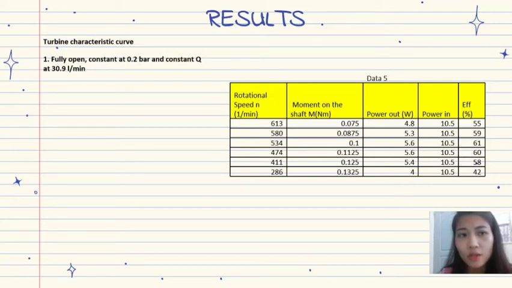First, we have the turbine characteristic curve, with the valve fully open, constant pressure at 0.2 bar and constant Q at 30.9 L per minute. Here is the data that has been provided: first of all the rotational speed, then the moment on the shaft, power out, power in, and lastly the efficiency.